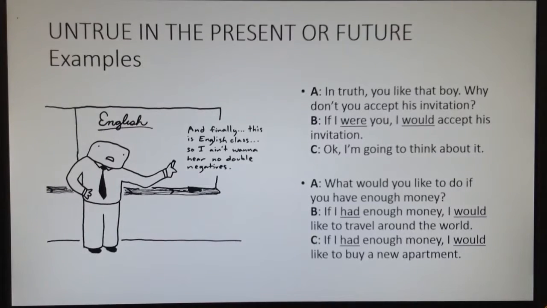Let's see some examples. The first: In truth, do you like that boy? Why don't you accept his invitation? If I were you, I would accept his invitation. Okay, I'm going to think about it. What would you like to do if you had enough money? If I had enough money, I would like to travel around the world. If I had enough money, I would like to buy a new apartment. Good.